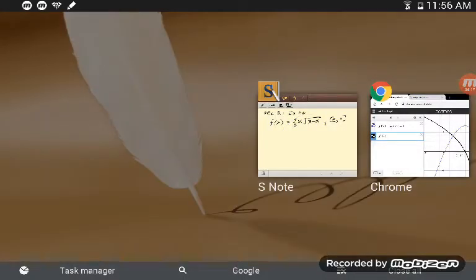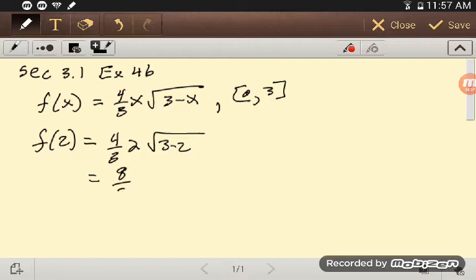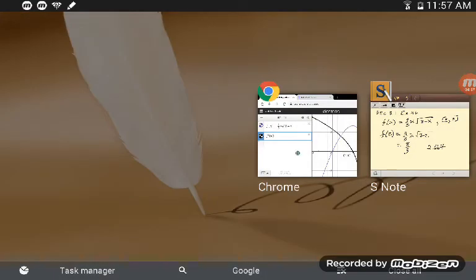So if I plug in f of 2 here, I get 4/3 times 2 times the square root of 3 minus 2. Well, that's just 1, so I get 8/3. And what Desmos gave us was 2.667. And I guess we're comparing that, well, we can get the fraction 8/3, they get 2.667, but let's try something out here.